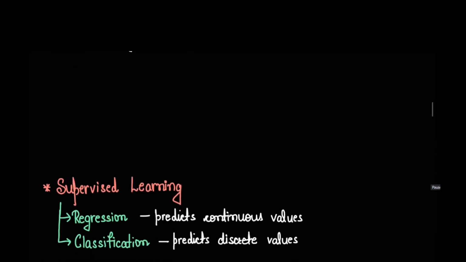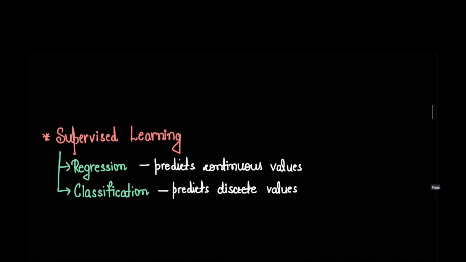Now coming to supervised learning, there are mainly two types of tasks in supervised learning. One of them is regression and one of them is classification. Now what is regression and what is classification? The entire goal of a model is to predict something. So what it predicts defines whether it is a regression problem or a classification problem. If it is predicting a continuous value, then it is a regression problem.